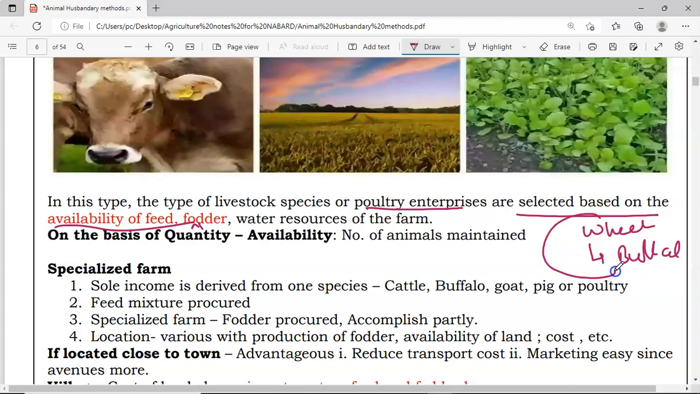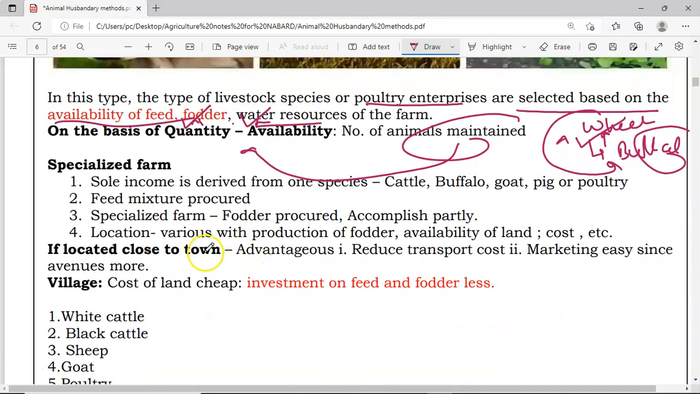So in this area, we will rear buffalo along with the crop production of wheat. So this is the system. It depends upon the availability of feed, fodder and water resources of the farm. So the number of animals maintained is according to the availability of these resources.